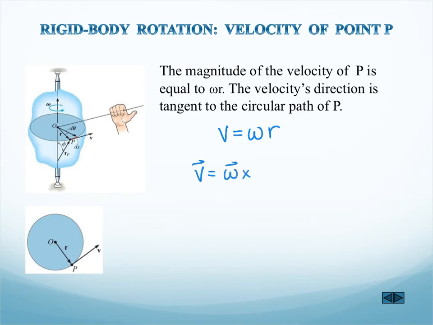it turns out that if we think about the direction of that velocity as well as its magnitude, it can be written as a cross product of omega, the vector, with r sub p, which is a vector that goes from the axis of rotation to point P. And so this is another way that we can write the velocity, and this is the tangential velocity of point P. And so this is something kind of new.